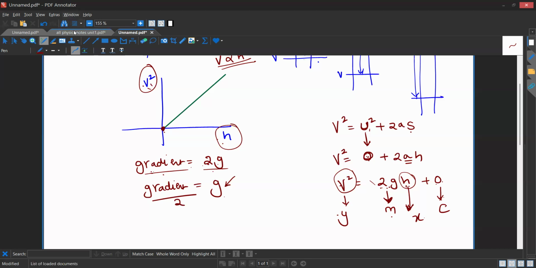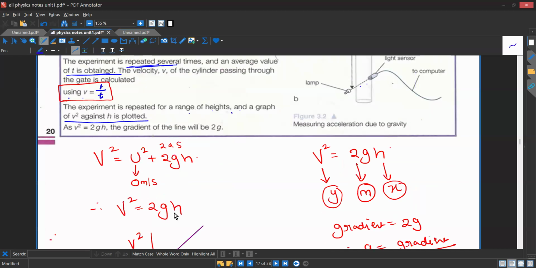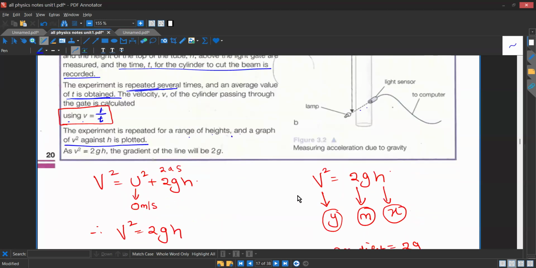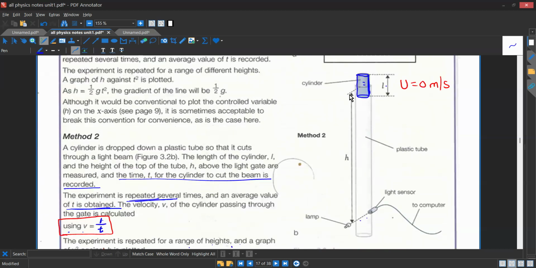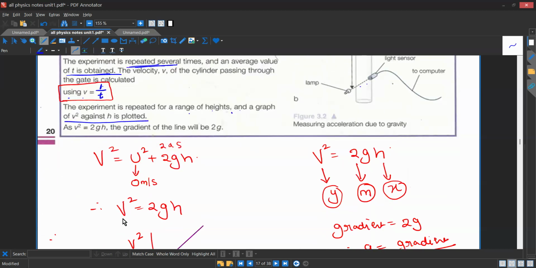Okay. Now let's talk about this. Here also I wrote it down. Same thing. You see u square is equal to 0 meter per second, so therefore v square is equal to 2gh. I wrote everything down over here as well. So this situation is clear. But remember to repeat the readings. And you should know what is happening in the light sensors and everything. You should know that the value of h needs to be changed so that you get different values of velocity.